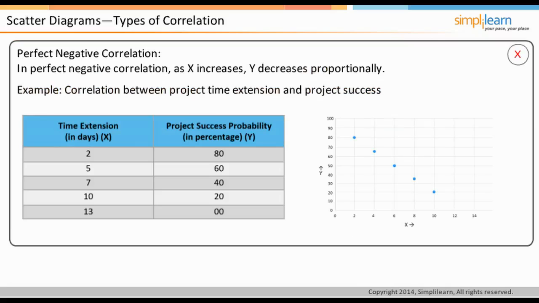In perfect negative correlation, an increase in one variable results in a proportional decrease of the other variable. This is also an example of 1:1 correlation. As an example, the effect of an increase in the project time extension on the success of project is considered. The data is shown in the table. The scatter diagram for the data shows a proportional decrease in the probability of the project's success with each extension of the project time. Hence, the points are linear. Perfect correlations are rare in the real world. When encountered, they should be investigated and verified.